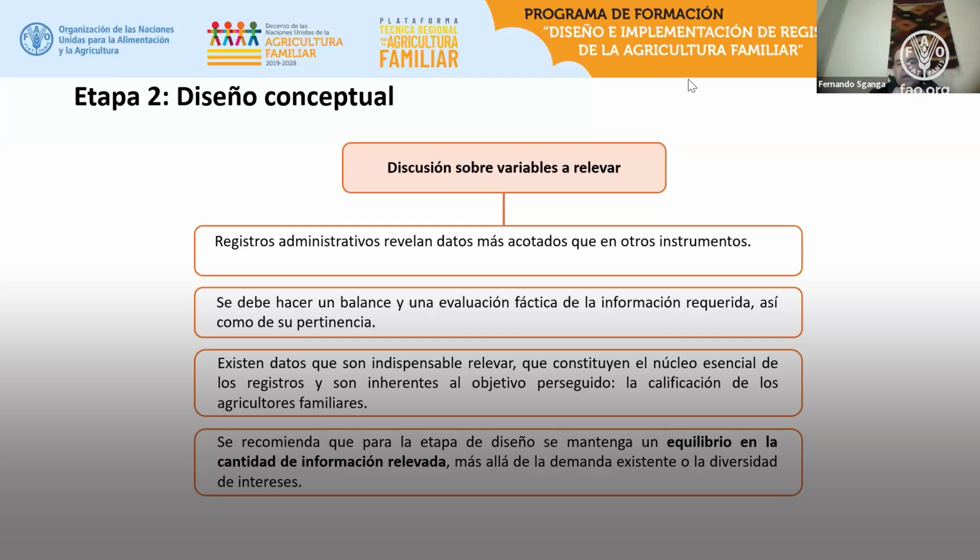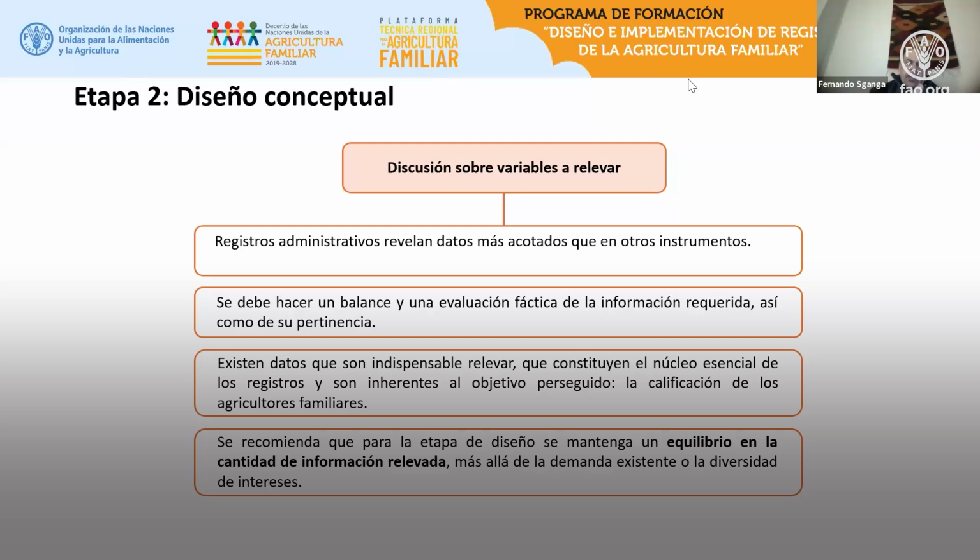We cannot avoid it. One of the goals is the qualification of family farmers. So we need to adopt the criteria, variables or magnitudes that make up family farming, as I said before.